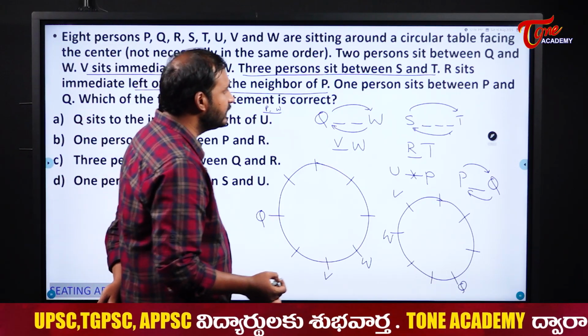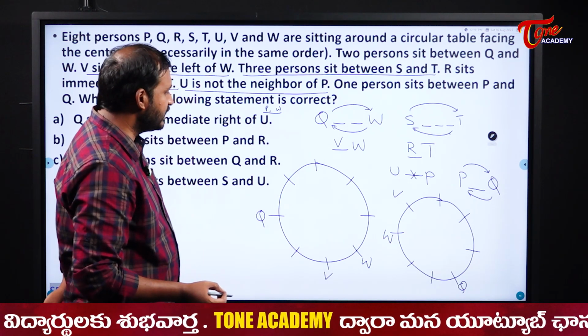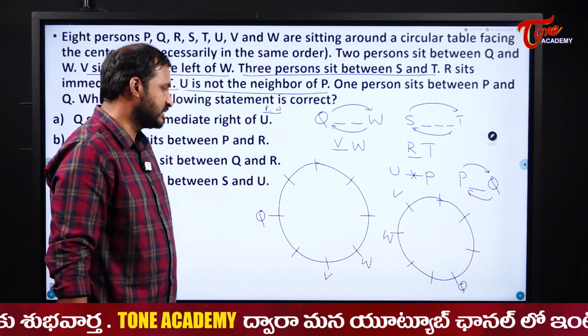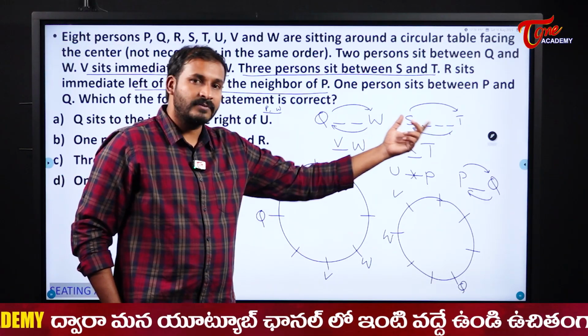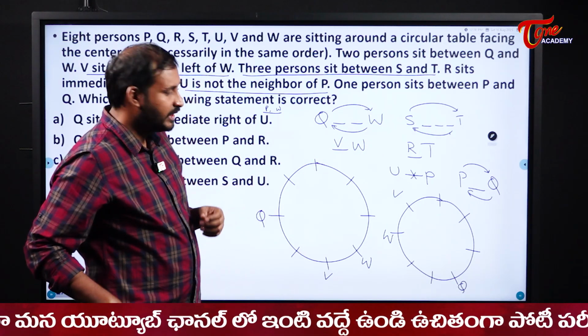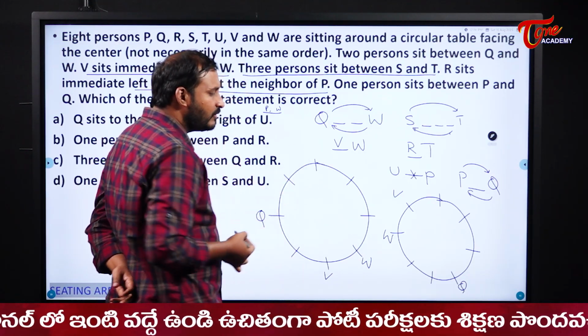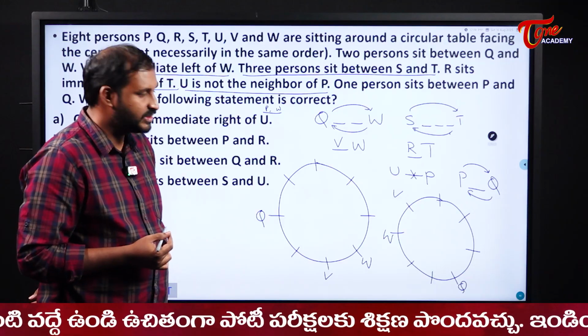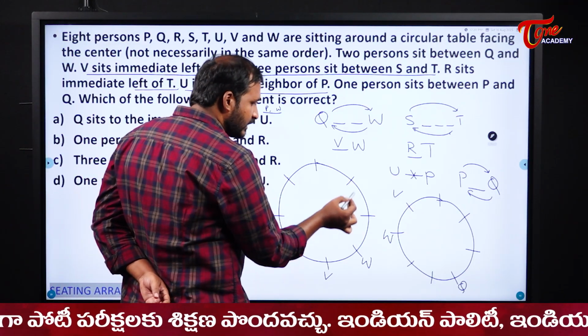Next, what are they telling? Between S and T I should have 3 persons. Between S and T, 3 persons means, students, exactly opposite to each other, right? In a circle, if I have 3 persons here, exactly opposite will have 3 persons. So if I do so, now here.